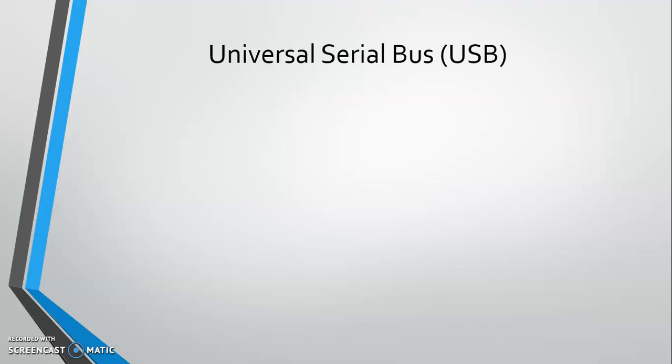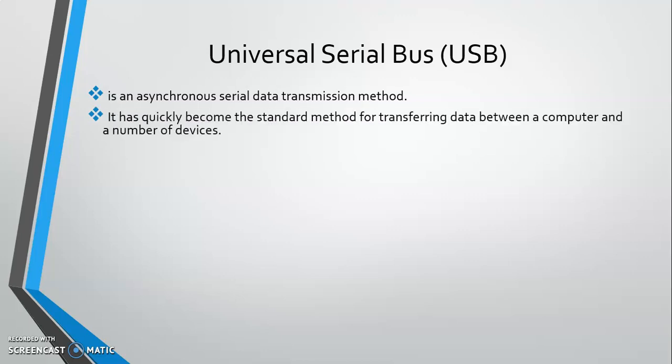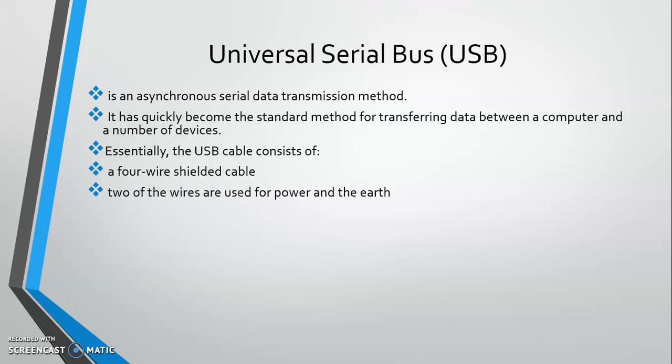Now we have USB. USB stands for Universal Serial Bus. Universal Serial Bus is an asynchronous serial data transmission method. It has quickly become the standard method for transferring data between a computer and a number of devices. Essentially, the USB cable consists of a 4-wire shielded cable. 2 of the wires are used for power and the earth. 2 of the wires are used in the data transmission.